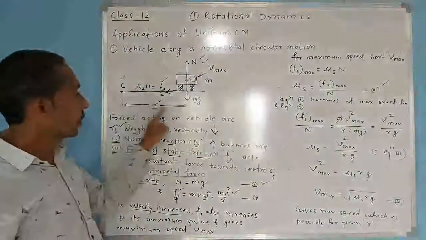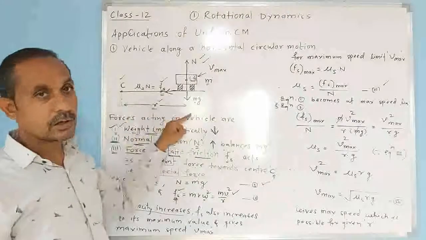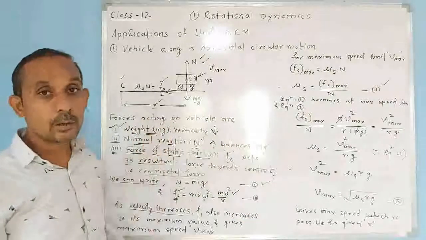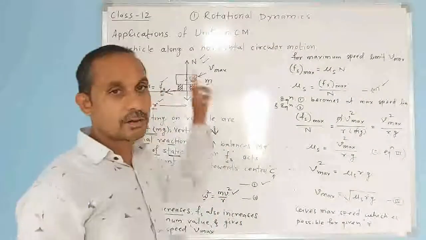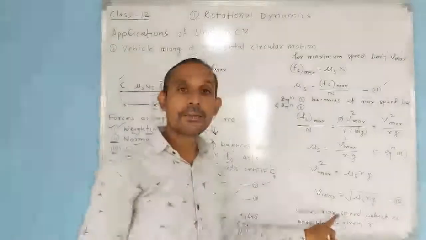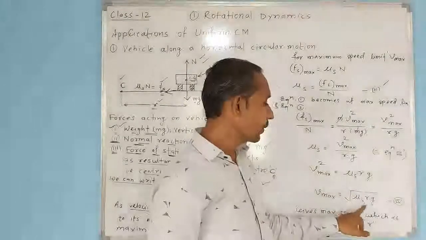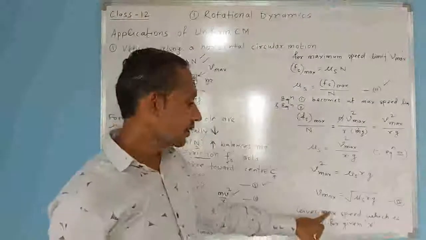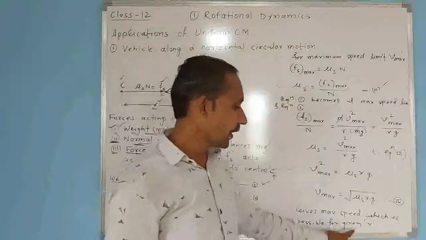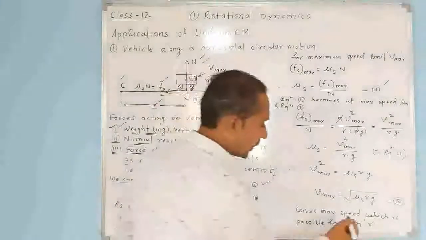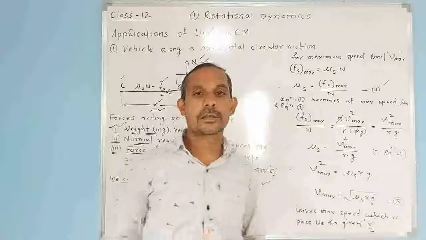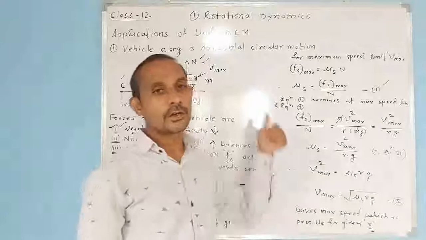So for this road, the radius R is given. We can calculate the maximum speed limit for the vehicle by using equation number 4, which is Vmax equal to under root mu s rg. This gives the maximum speed which is possible for the given radius R. Okay, so this is the first application of uniform circular motion.